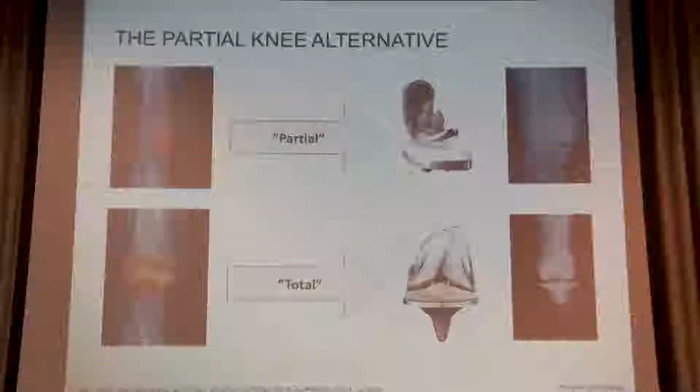Here on the bottom, you can see they did a nice red coloring. I assume that means pain or ouchies. And you can see the best result for them is a total knee replacement.